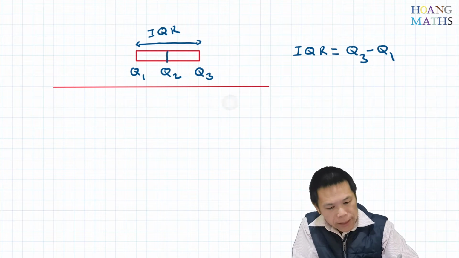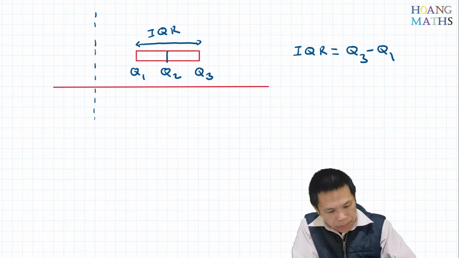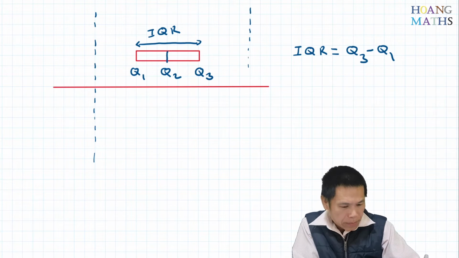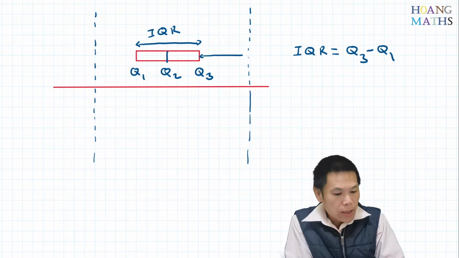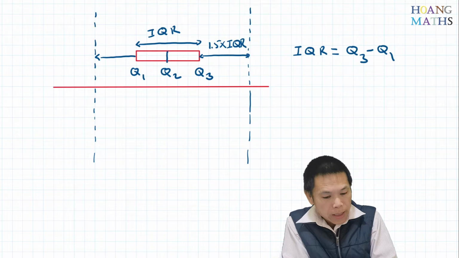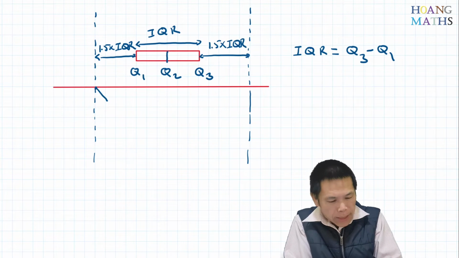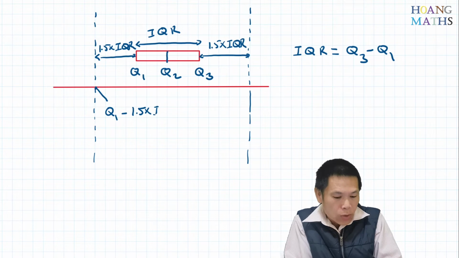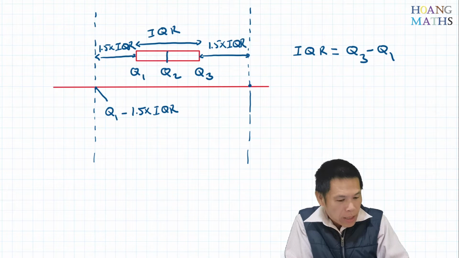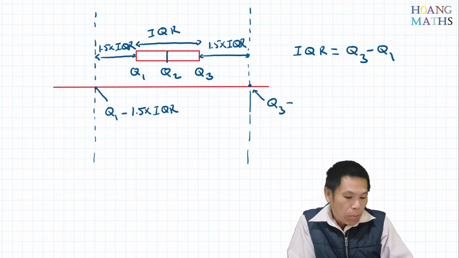So let's say we have a fence here. This is the lower fence, and this is the upper fence here. Now from here to here we have 1.5 times the interquartile range. Same with this here, we have 1.5 times the interquartile range. This one here is actually Q1 minus 1.5 times the interquartile range. And this one here is Q3 plus 1.5 times the interquartile range.